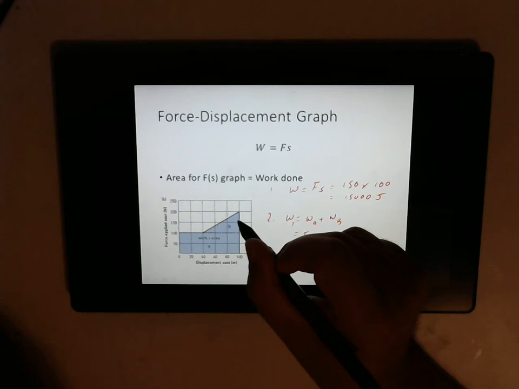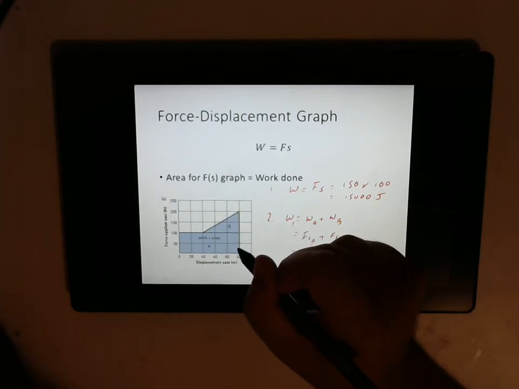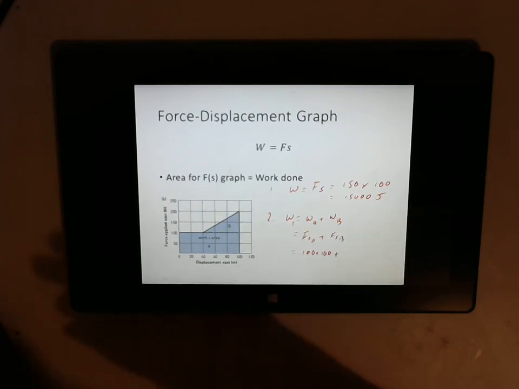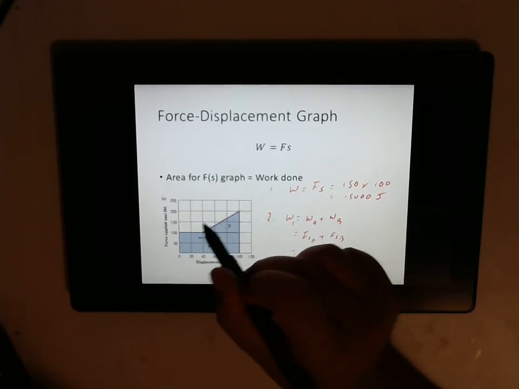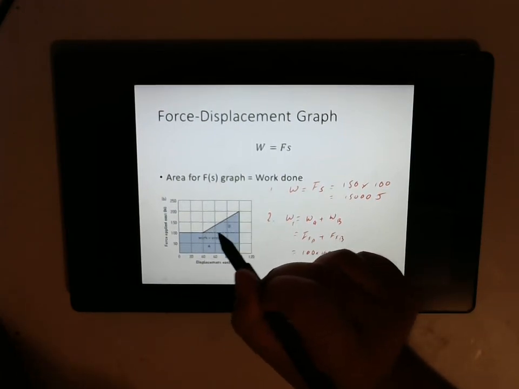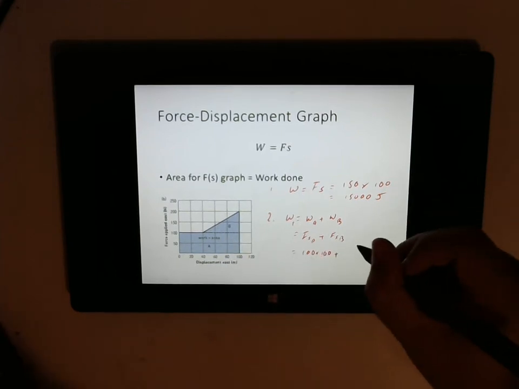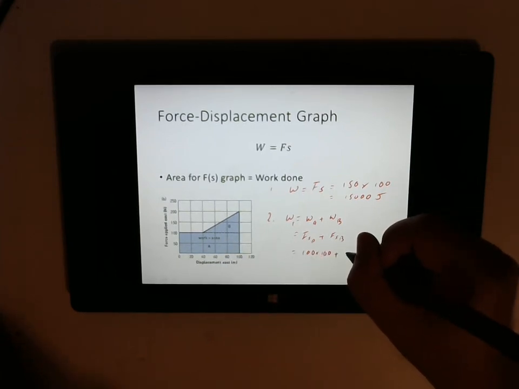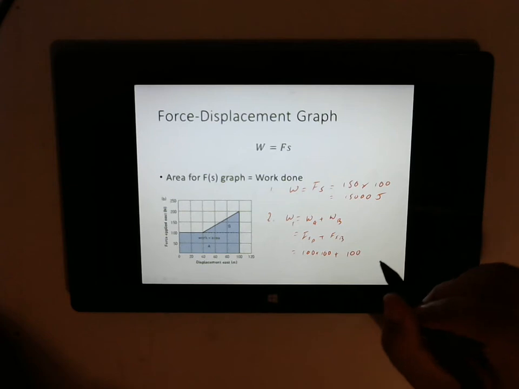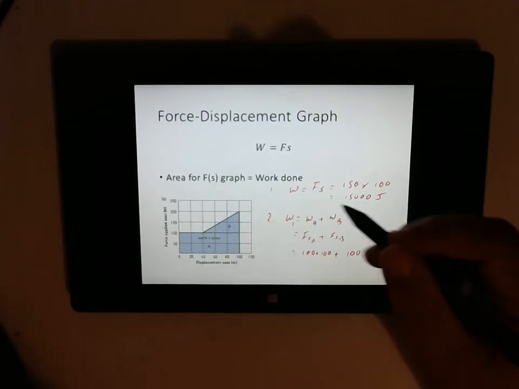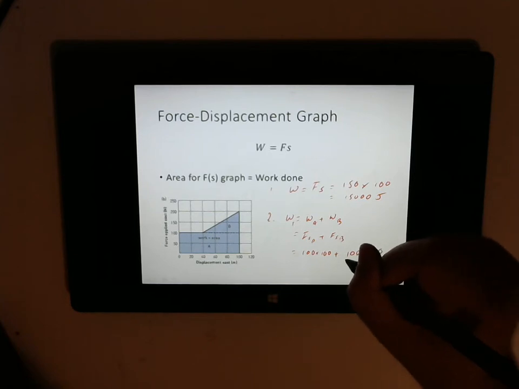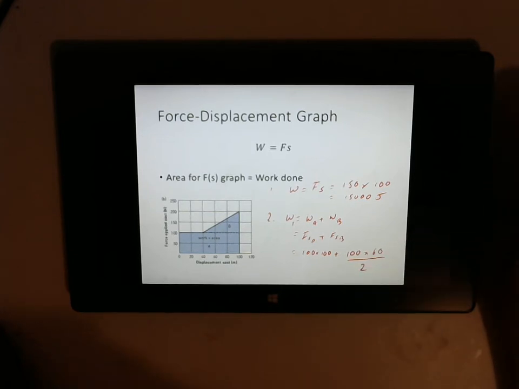Now, I couldn't have said 200, because if I said 200, I'm working out the area of the whole thing underneath it, and I'm not trying to do that. I just need this bit on top. So be careful with composite shapes like this. You're just working out this extra bit. So our force was 100. 200 take away 100 is 100. Our displacement is from 40 to 100, which is 60. And it's a triangle, so we have to divide it by 2.